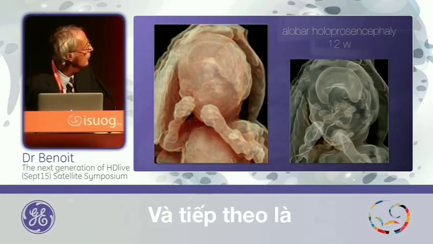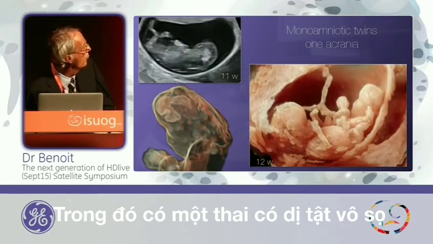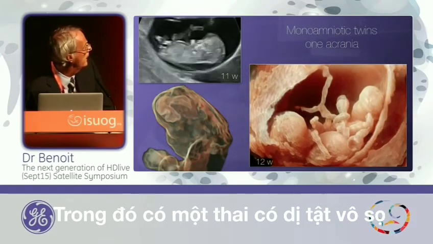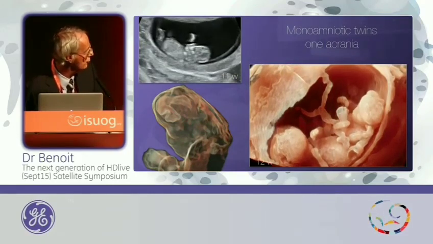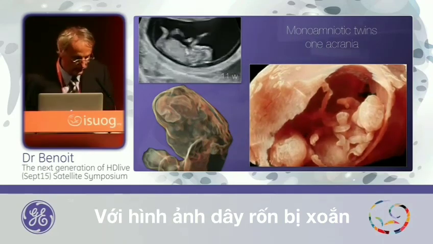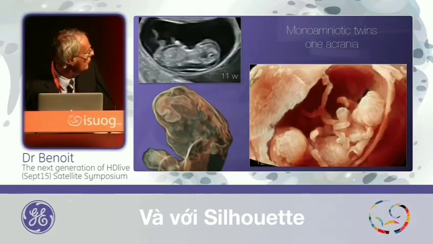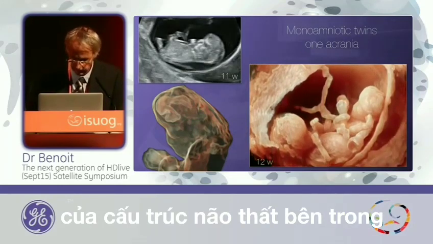And this one was monoamniotic twins with one acrania. The 2D picture was at 11 weeks and the 3D picture was at 12 weeks with a tangled umbilical cord. And with the silhouette, you can see the abnormal shape of the ventricle inside this brain.